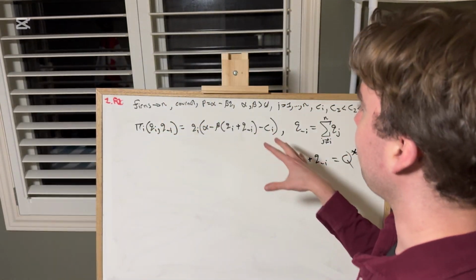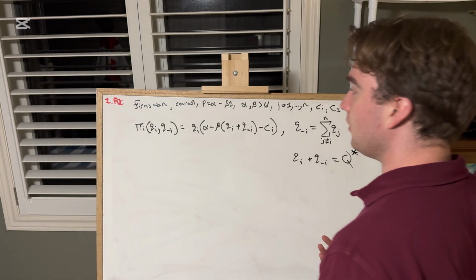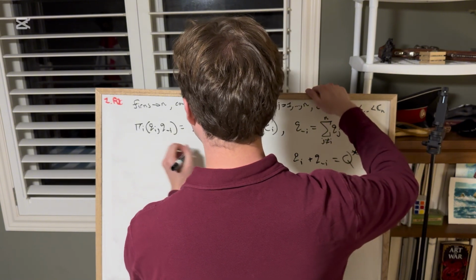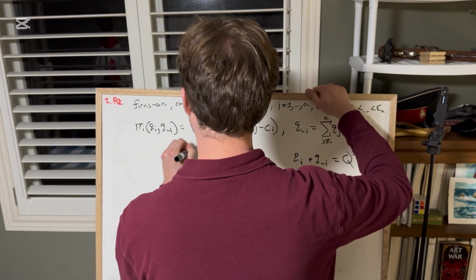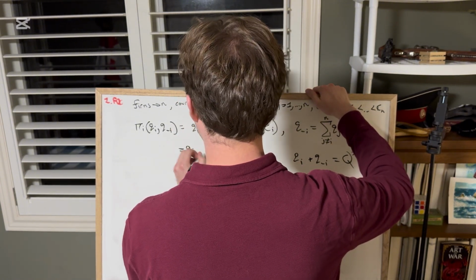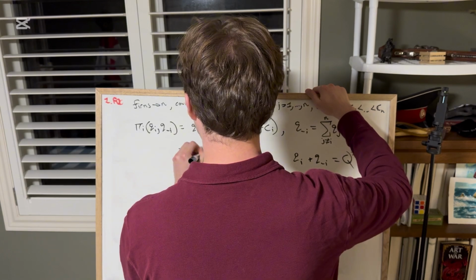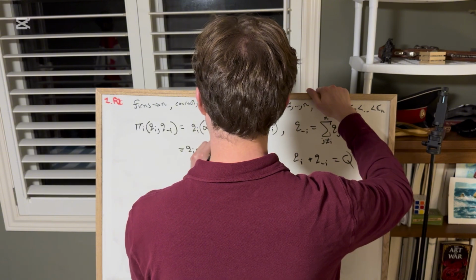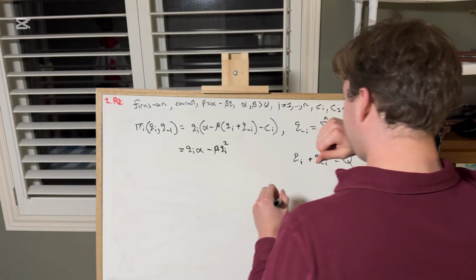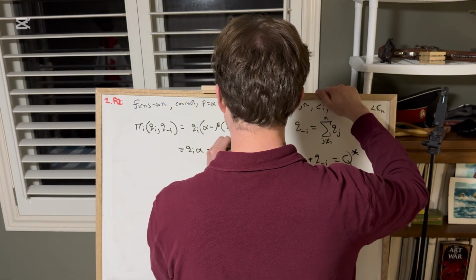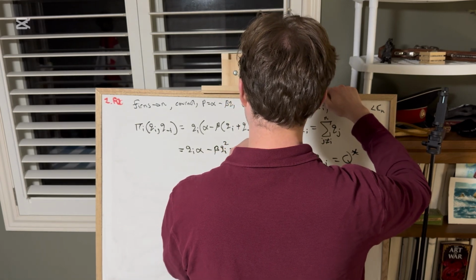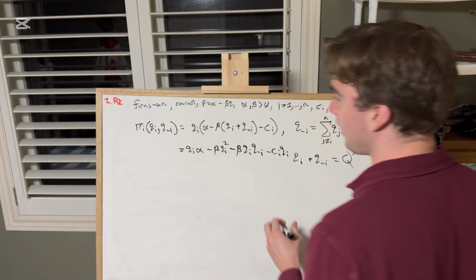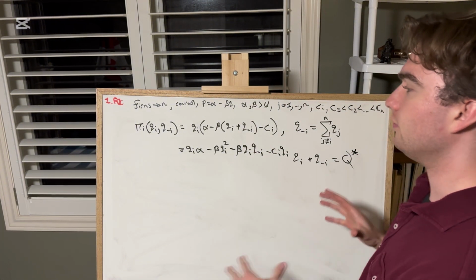So, you know what I like to do? I like to move everything in first. I like to simplify stuff. So this goes to alpha qi less beta qi squared less beta qi q_-i less ci qi, right? You just have everything sort of neatly.